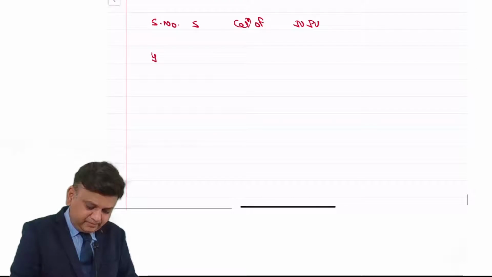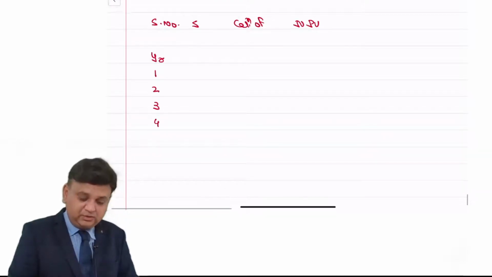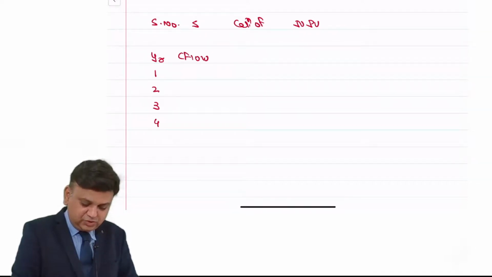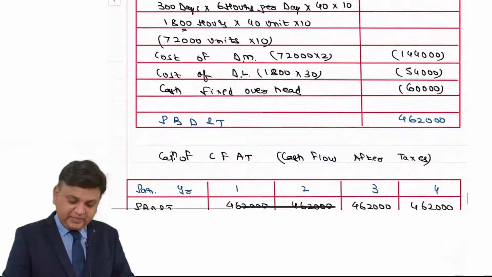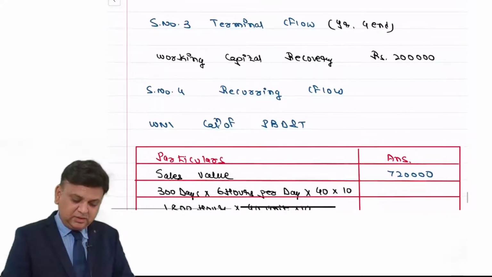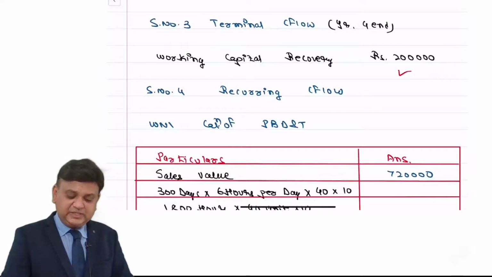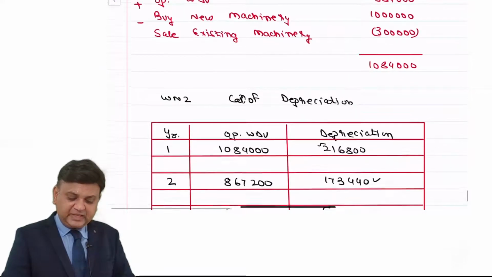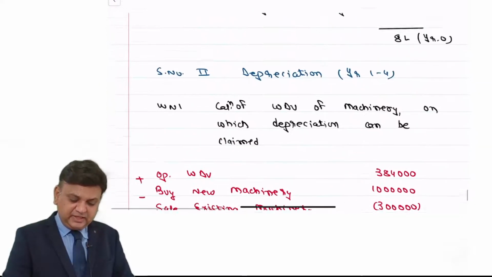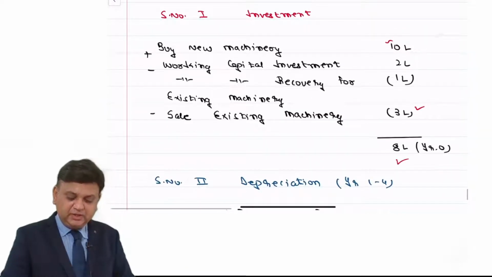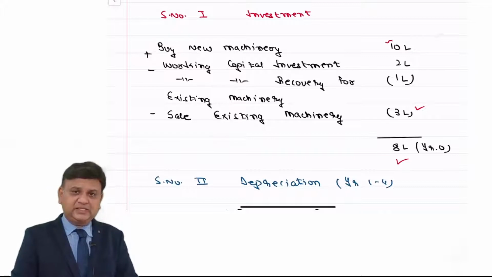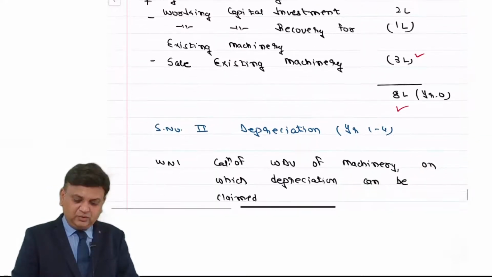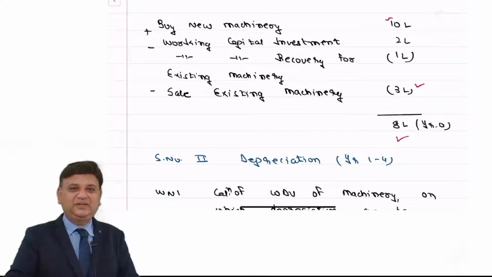In that, first year, second year, third year and fourth year cash flows will mention year 1 to year 4 this cash flow. Apart from that, say the working capital recovery 2 lakh rupees additional cash flow, that is discounted in present value term, and then we'll deduct the investment in year 0, that is 8 lakhs. Accordingly, we are required to make the computation of the NPV.